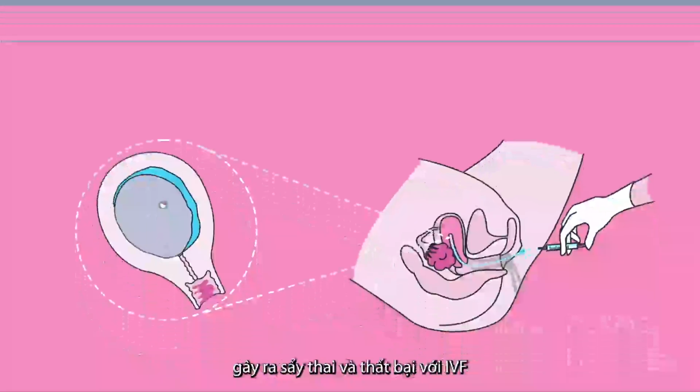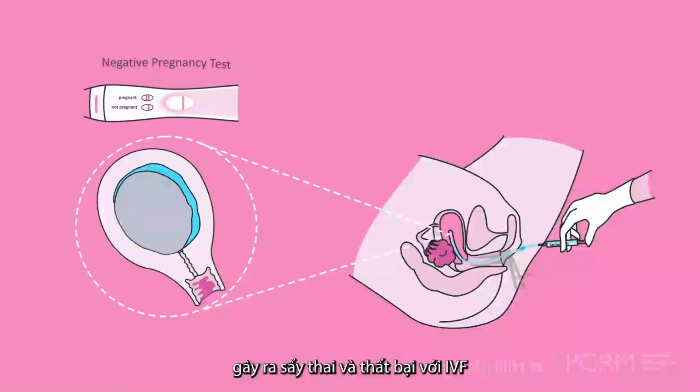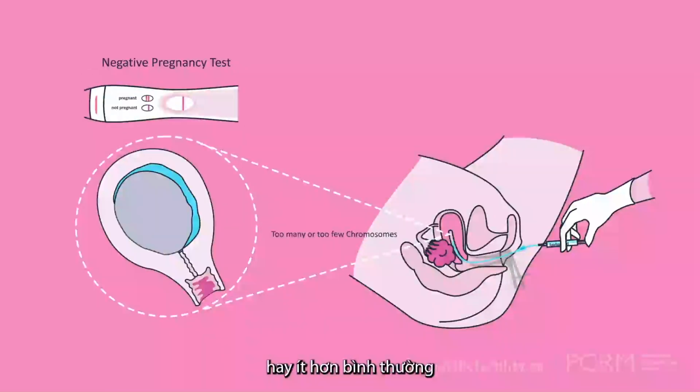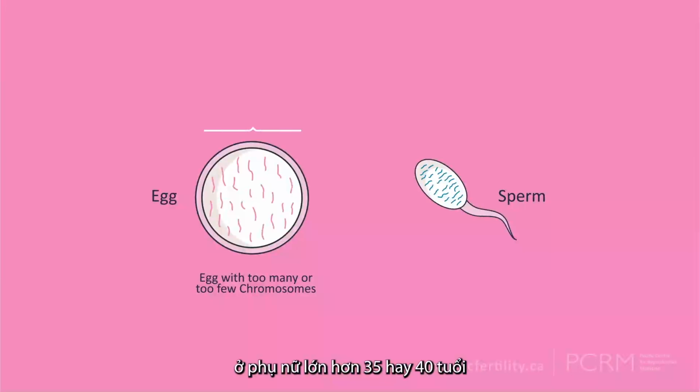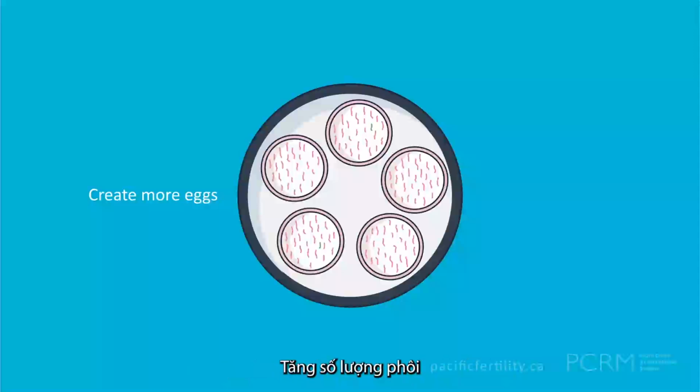The most common cause of miscarriages and IVF failure is an embryo having too many or too few chromosomes. This is called aneuploid. Although this problem can arise from either the sperm or the egg, it is more common in eggs from women over 35 to 40 years old. IVF can help this problem by creating more eggs, increasing the pool of embryos we have to choose from.